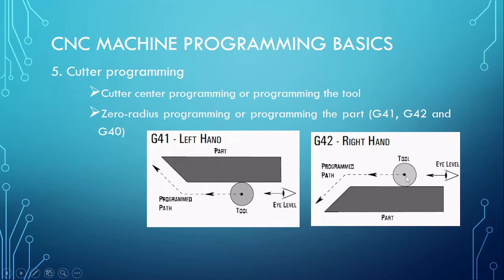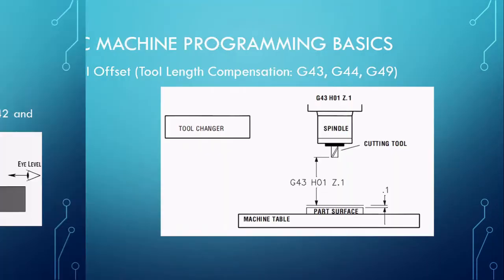And in this other diagram, looking from this angle, the tool is to the right of the workpiece. So that is why it's G42, which is cutter compensation right. Now to cancel the cutter compensation, the G40 code is used. So that is the explanation of the G41 and G42.